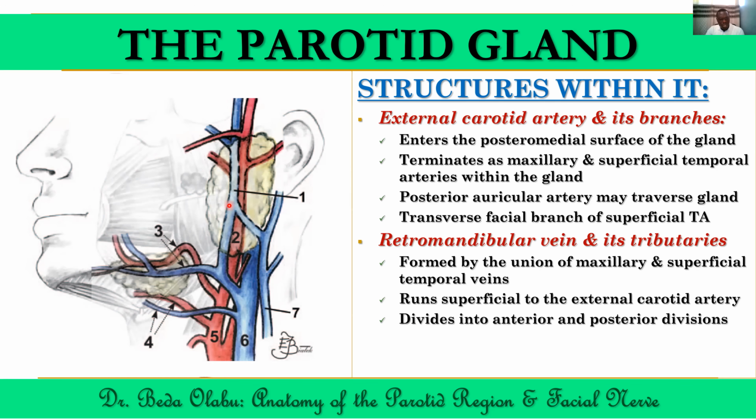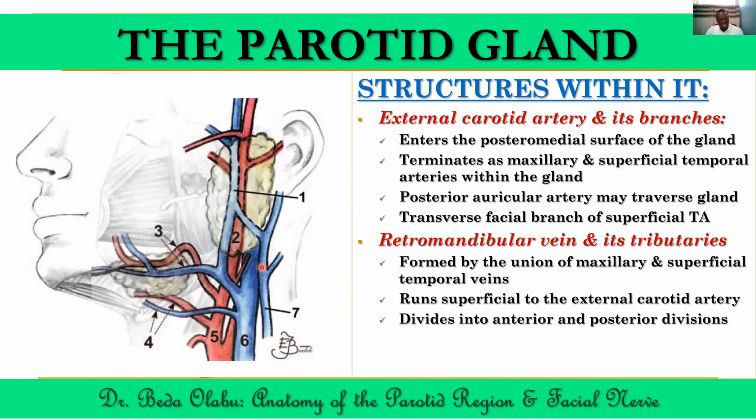It divides into two. We have the anterior division and the posterior division. The posterior division of the retromandibular vein joins the posterior auricular vein, and the two form the external jugular vein. So you may not necessarily have the posterior auricular vein inside the gland, but definitely the posterior division of the retromandibular vein may be found within the gland, and the two join to form the external jugular vein. Now, the external jugular vein is not formed inside the gland per se.